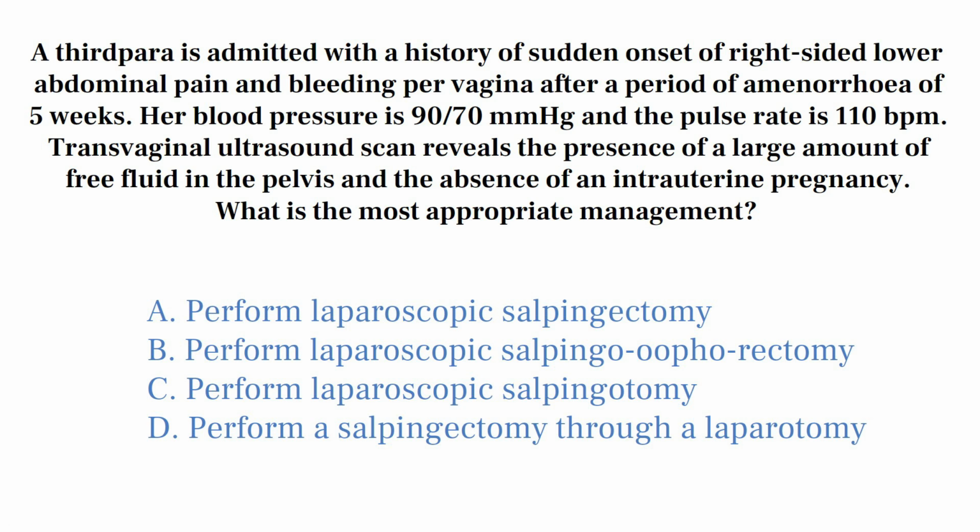A diagnosis of ruptured ectopic pregnancy can be suspected by this clinical picture. So the diagnosis is confirmed by demonstrating free fluid and the absence of intrauterine pregnancy on the transvaginal scan. The most appropriate management of a ruptured ectopic pregnancy is laparoscopic salpingectomy. That is answer A. Salpingotomy is done only in women with contralateral tubal damage, and there's no place for medical management with methotrexate when they have a ruptured ectopic pregnancy. So the answer is answer A.